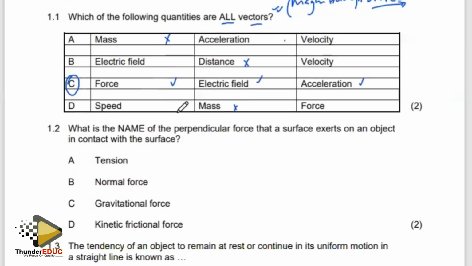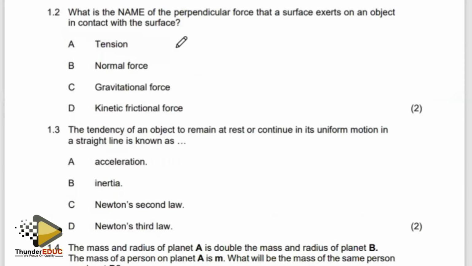Then 1.2, they're asking what is the name of the perpendicular force that a surface exerts on an object in contact with the surface. So let's assume this is our horizontal and this is our object. What is the name of the perpendicular force, the force that acts upwards, that the surface exerts on the object? We know that the object will exert its weight downwards, and then the surface will produce a counter force.